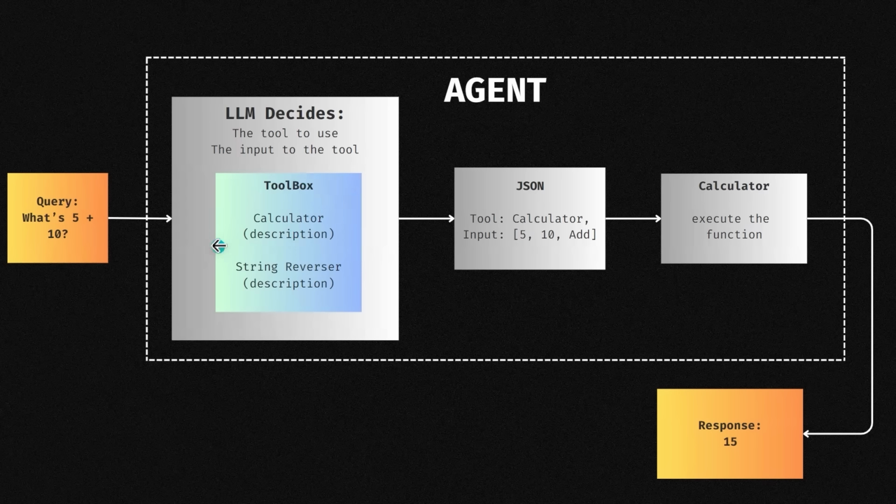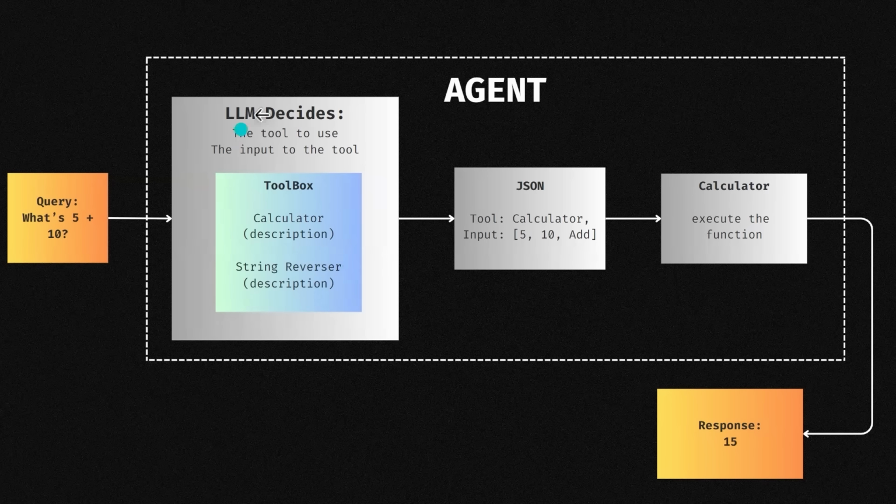So within the toolbox, we have a description of the calculator tool, and that description will tell the large language model what inputs the tool requires and what outputs the tool delivers. It's like a standard doc string that you would write for a Python function. If it's not clear now, you will see it clearly in the code. The same for the string reverser.